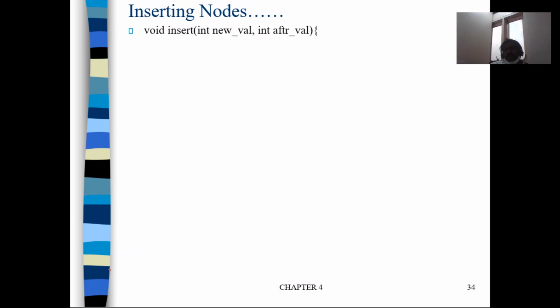Next, let us discuss how to insert a node into a doubly linked list. For that, let us write a function void insert. It takes two arguments, the same fashion as we discussed for the singly linked list. One is new val, that is, whatever new node we are going to create, what should be the data part of that node. The next parameter is after val, which represents the data part of the node after which we want to add the new node.